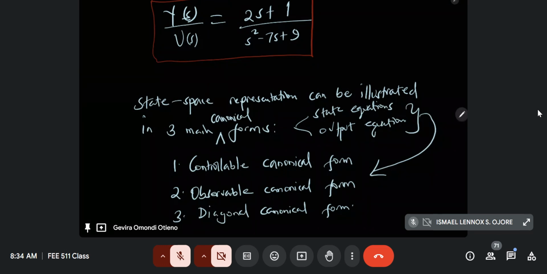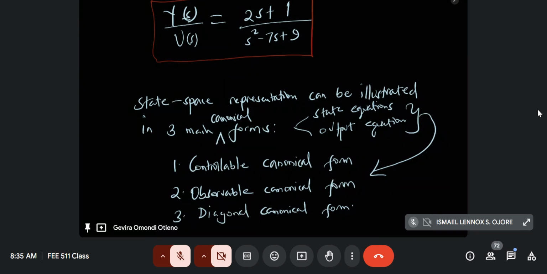So if a control system is represented in state space, there are three styles or three techniques or three forms in which we can represent state space. We can represent them as controllable canonical forms, or observable canonical forms, or diagonal canonical forms. These forms still have the two main equations, the state equations and the output equations. It's only that the style with which the system is written differs.